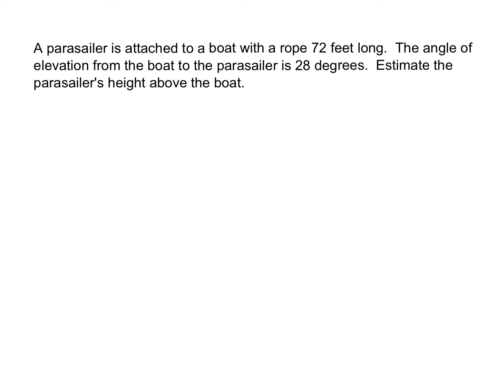This says a parasailer is attached to a boat with a rope that is 72 feet long. The angle of elevation from the boat to the parasailer is 28 degrees. Estimate the parasailer's height above the ground. So let's pretend that we've got our boat here. There's our boat, and the parasailer is attached to our boat. So there's a rope that is going upward attached to the parasailer that is up in the sky.